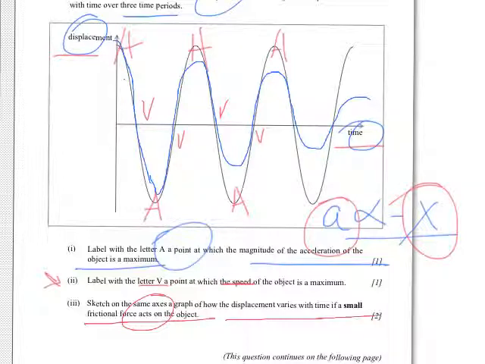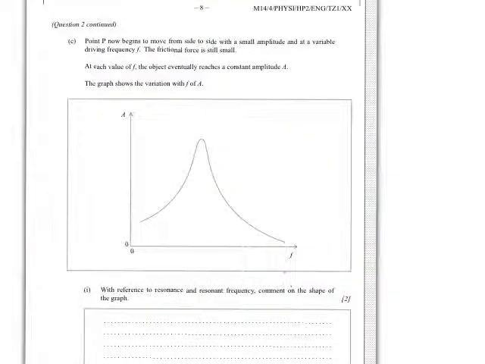Okay, so you can see that the amplitude is reduced, but the wavelength, not the wavelength, the period, is respected. It stays the same. Right, so this is a question about resonance.